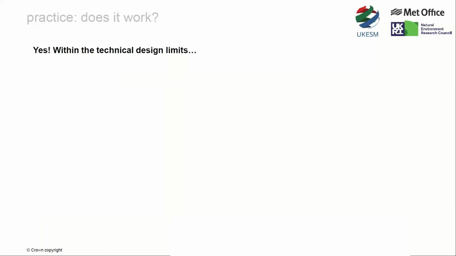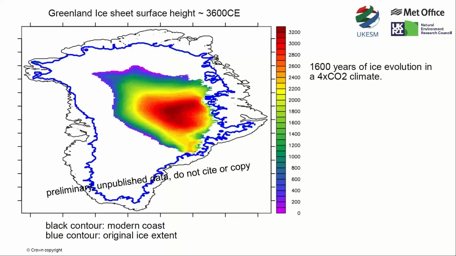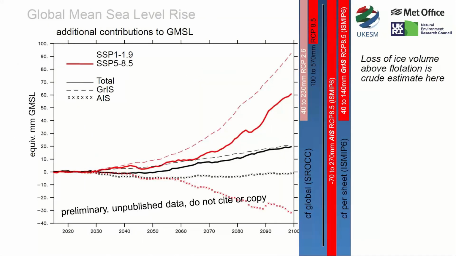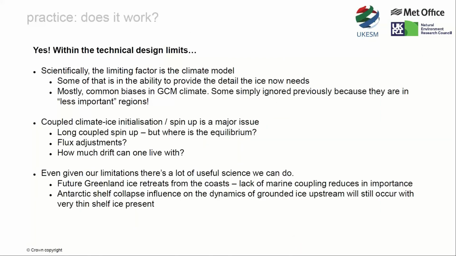So does it work? Yes, within these limits we've set ourselves, it works pretty well. Here's the Greenland ice sheet 1,500 years in the future, and we've retreated it a hell of a long way, and the model is still stable. I haven't really got an Antarctic ice shelf diagram I can show you collapsing nicely, but here's a run that's got an Antarctic and a Greenland ice sheet in it, both of which are evolving into the future and looking at how the sea level changes.